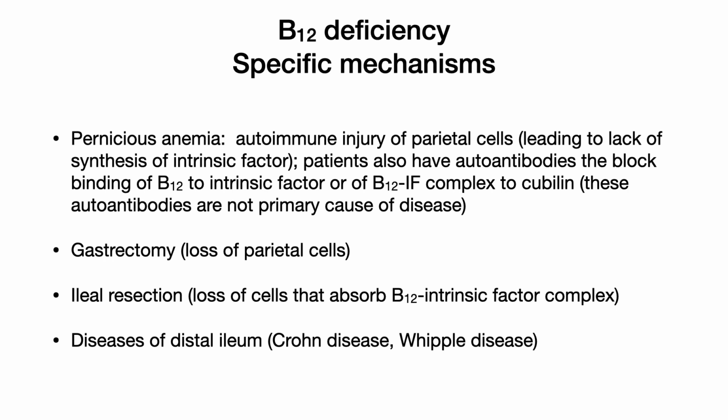Gastrectomy, you lose the parietal cells that way. Ileal resection, since the B12 intrinsic factor complex is absorbed in the ileum. And then any diseases of the distal ileum, Crohn's disease, Whipple's disease, could also cause B12 deficiency. And I think these are good test questions, that kind of complexity of the whole process and the different places it's absorbed, what's required to absorb it, the symptoms they could have in that.